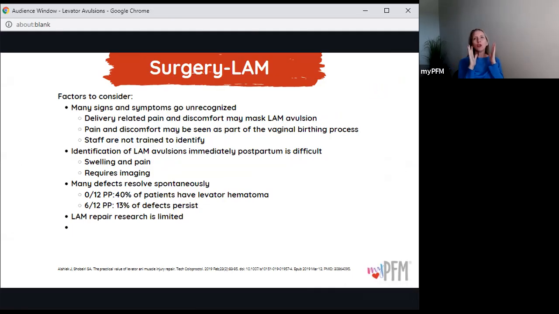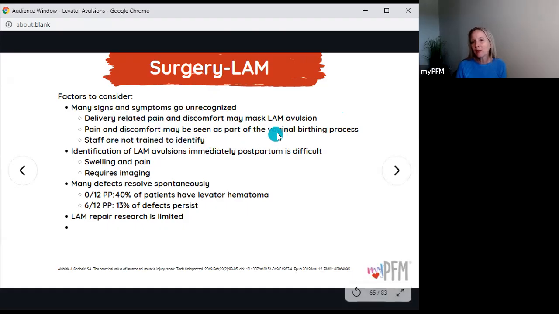So let's say you just had a baby and you're having a lot of pain and discomfort and swelling. That may mask the levator ani muscle avulsion. Like, how do you know? And how does your birth provider know? And how does the team working with you know if it's from an avulsion or if it's just part of the vaginal birthing process? So that's basically what this is saying.